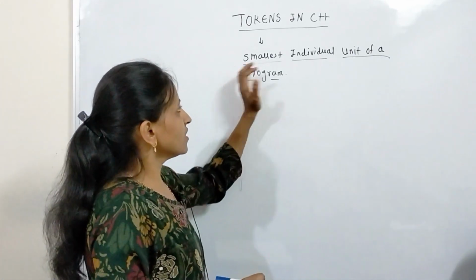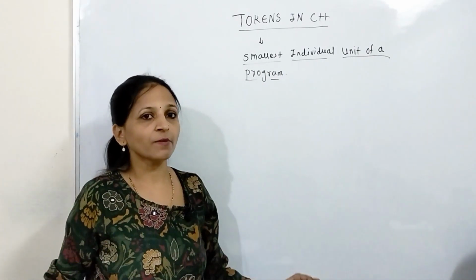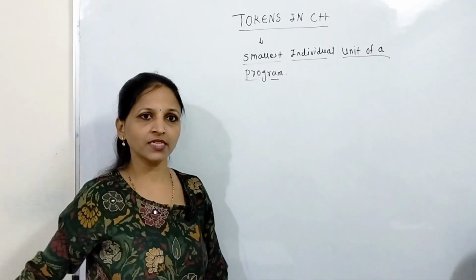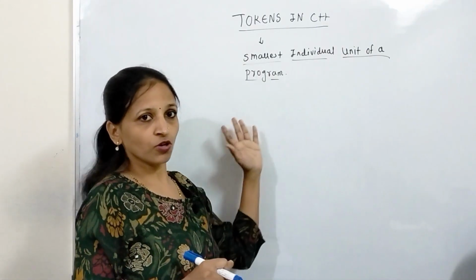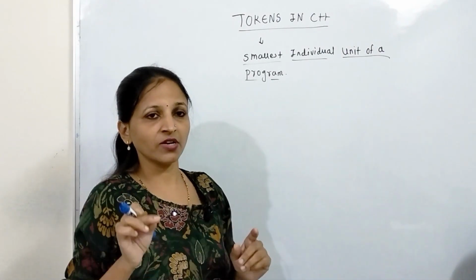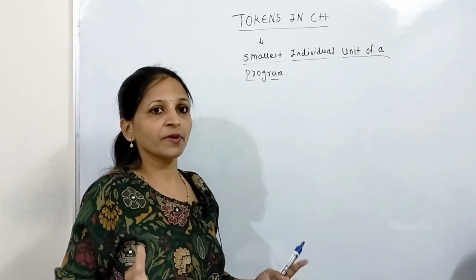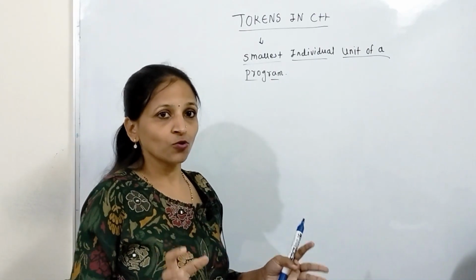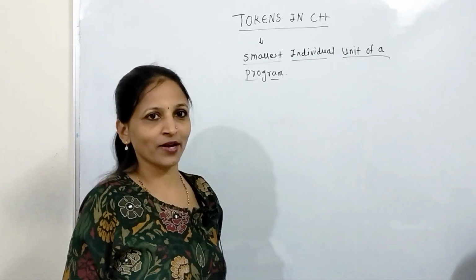Now, see, a token is the smallest individual unit of a program. In every programming language the definition is the same. In C++ again, the smallest individual unit of a program is called a token. Every individual unit of the program is a token, so you can say that a program is formed or built up of different tokens. We are grouping different tokens to form a program.